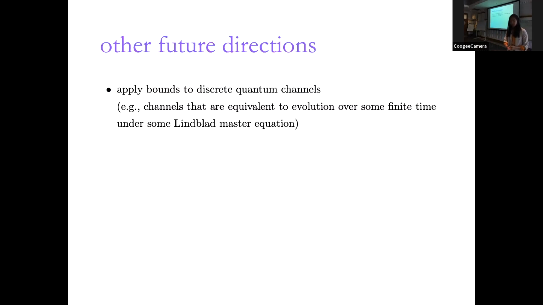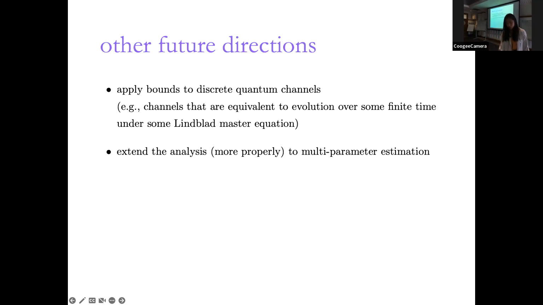In addition to systems whose time evolution is governed by a Markovian master equation, our methods could probably similarly be applied to quantum channels. So most directly, quantum channels that are equivalent to evolution under a Markovian master equation over some finite amount of time, even if that master equation doesn't actually describe the continuous time evolution of the system. And this might be useful for analyzing the QFI for states obtained by applying these quantum channels.